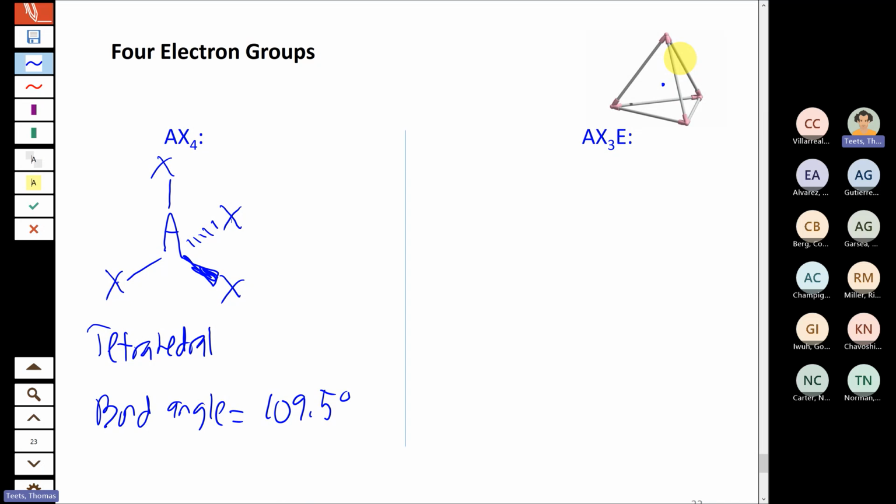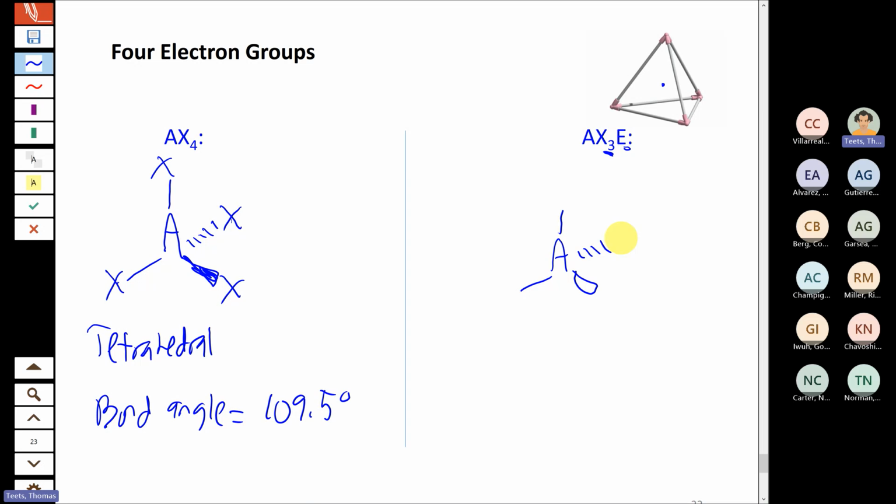If we do AX3E, so there's a total of 4 electron groups, 3 X's, 1 lone pair. So the total is still 4. So those 4 things have to still be tetrahedral. The number of electron groups defines the arrangement of all of them. Anytime there's 4 total, they're going to be tetrahedral. So the basic shape's going to look like this.